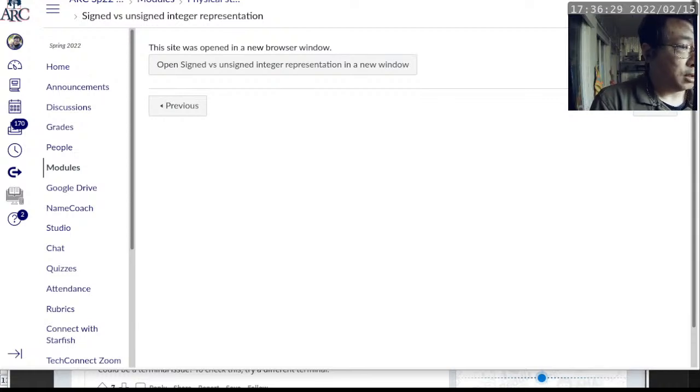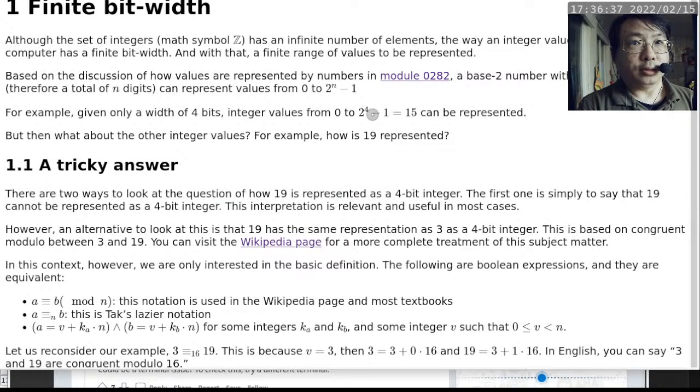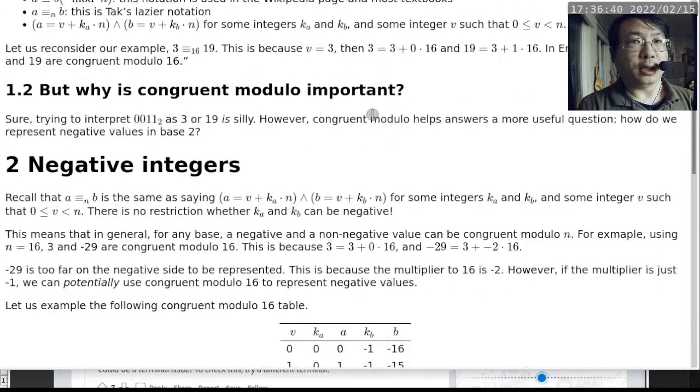Can you briefly explain the connection between 2's complement and congruent modulo? All right, so yes. So congruent modulo doesn't really finish the job, okay? Because it basically says, with one single 4-bit representation, it can potentially be, because if you just add n times 16 to any value, they are all congruent in modulo 16.